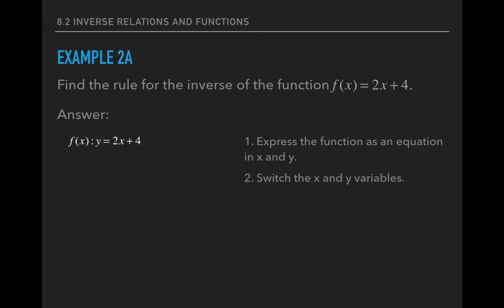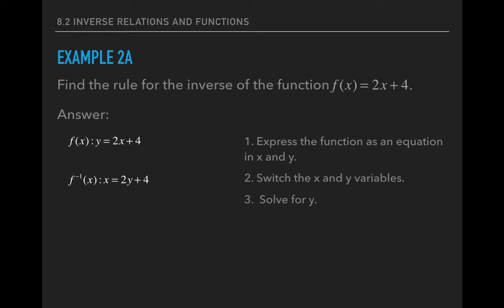Then switch the x and y variables. So if we switch them, now we're talking about the inverse. So the inverse of our function f is x equals 2y plus 4. All I did there was switch x and y. I didn't change anything else, just switched the variables.